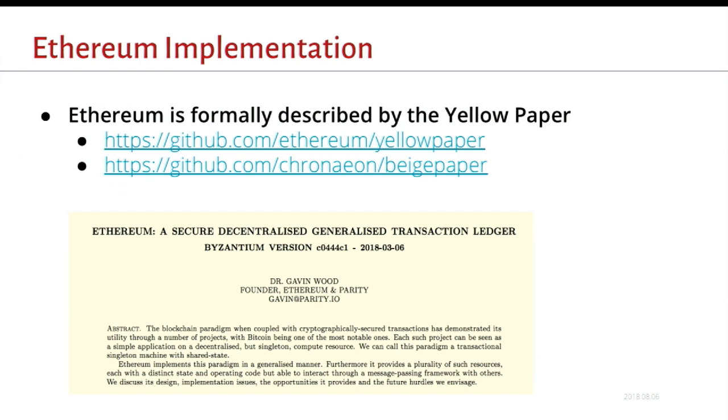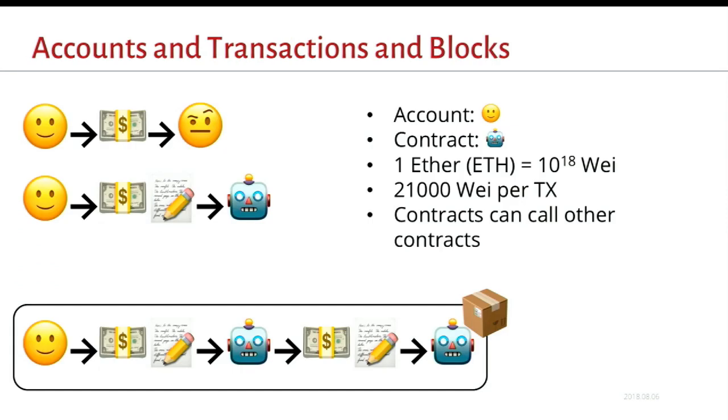A little bit about the implementation. It's formally described in this yellow paper written by Gavin Wood. It's literally yellow. But there's a much more approachable version called the beige paper that has a lot less sigmas and other math symbols. Don't worry, I won't be reading this to you verbatim or anything. I have some better examples.